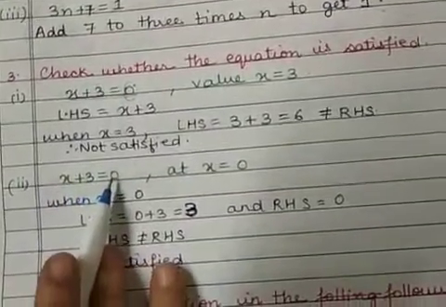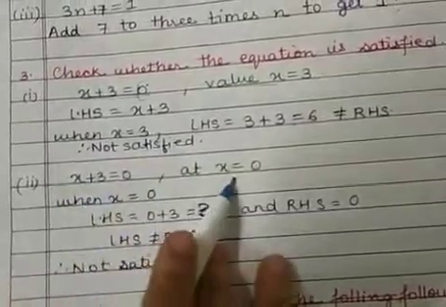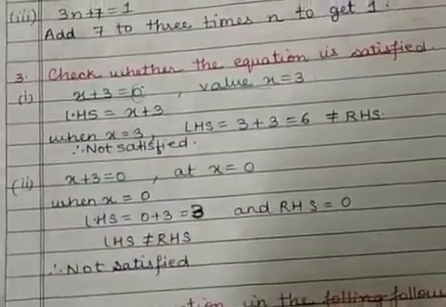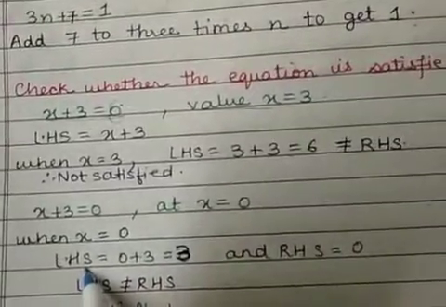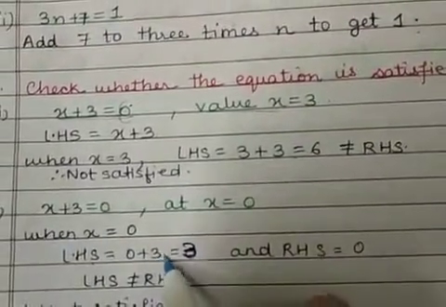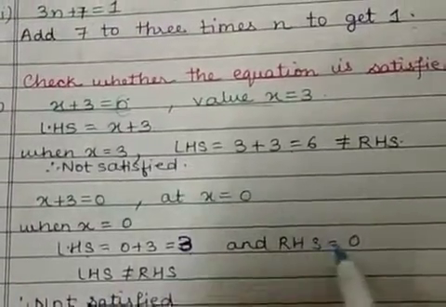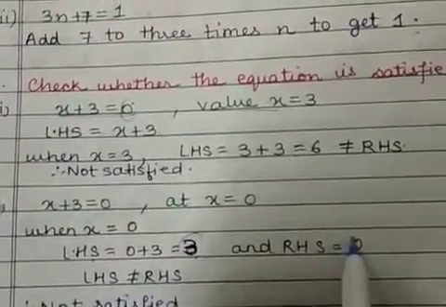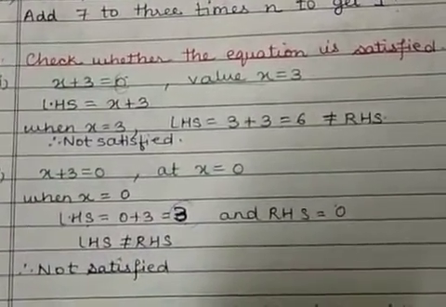x plus 3 is equal to 0. You have to check whether the equation is satisfied at x equal to 0. So when x is 0, what is your LHS? LHS is 0 plus 3 is equal to 3, right? And RHS is 0. So you see LHS is not equal to RHS. So therefore it is not satisfied.